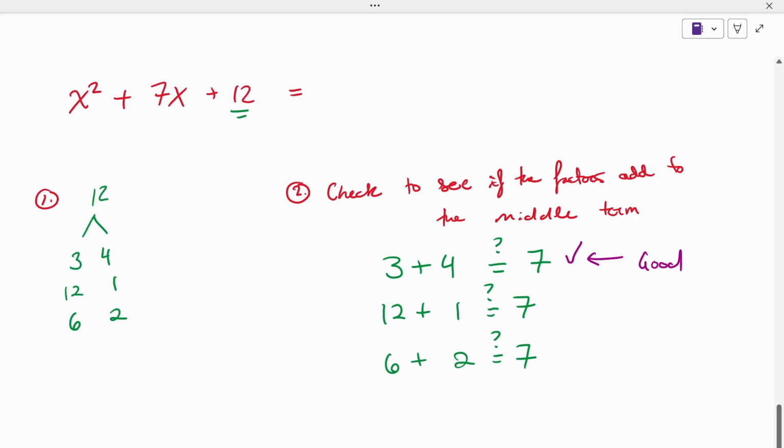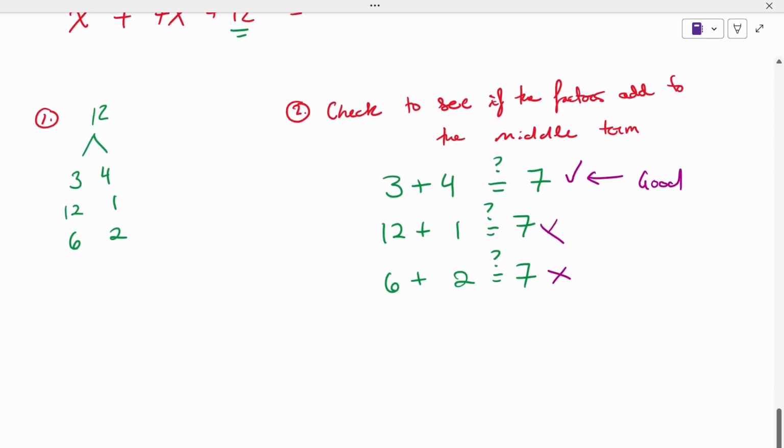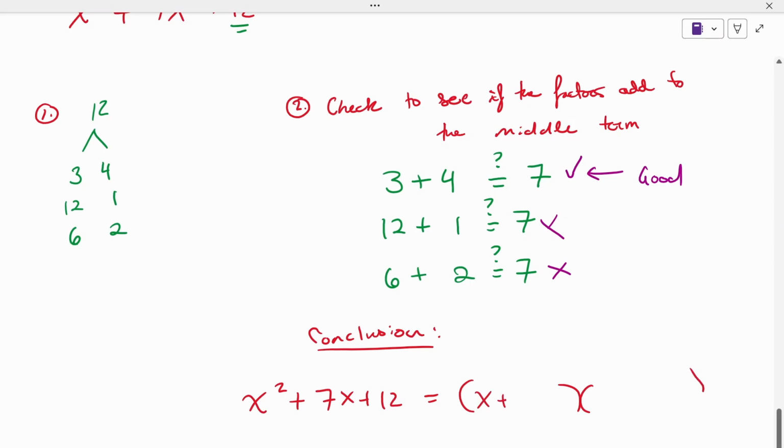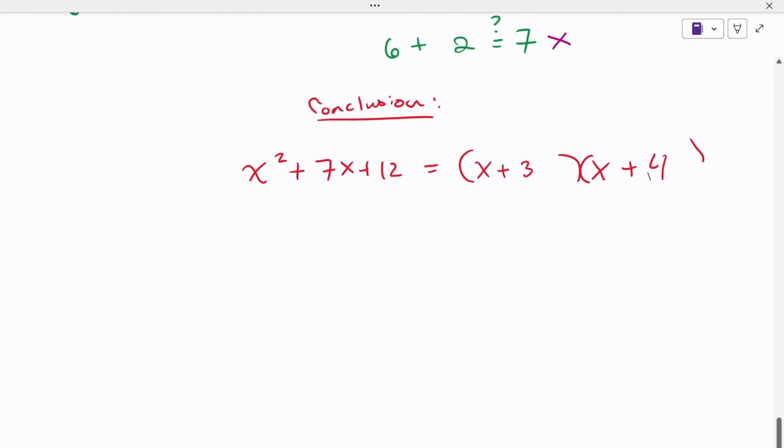But you'll note that 12 plus 1, that doesn't add to 7. And 6 plus 2, that doesn't add to 7. So then the conclusion is simply x squared plus 7x plus 12. This has to equal exactly x plus 3 times the quantity x plus 4.